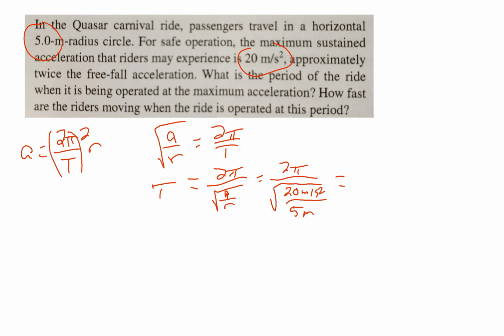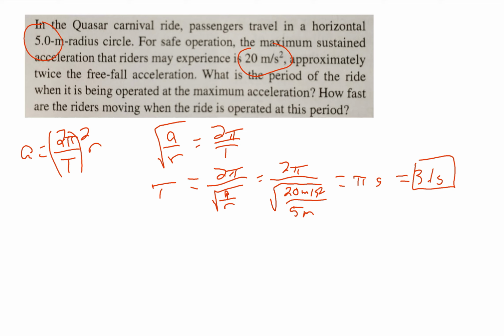So we have 20 divided by 5 is 4. The square root of 4 is 2. We have 2 on the top divided by 2 on the bottom, which is just 1. So it seems to me like we just get pi seconds. So as a decimal, that would be 3.1 seconds. But we actually got exactly pi seconds for the period, which is interesting. As a decimal, with those significant figures, 3.1 seconds. Okay, so now that's the period.